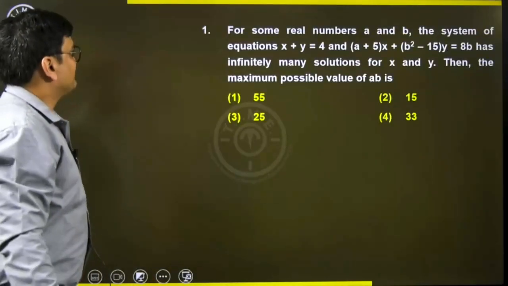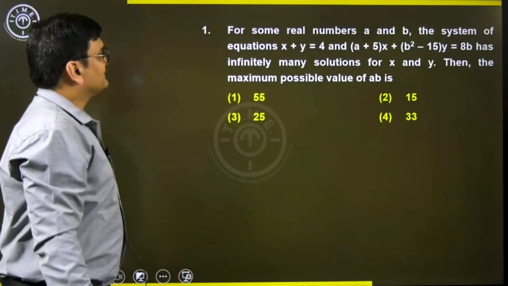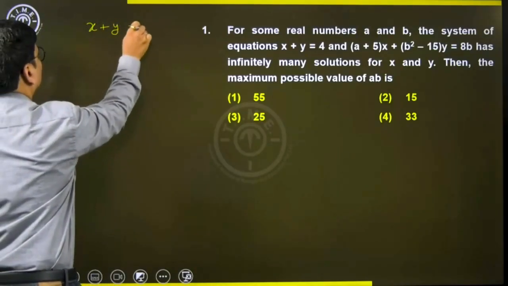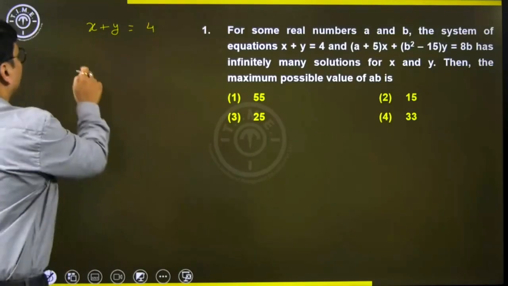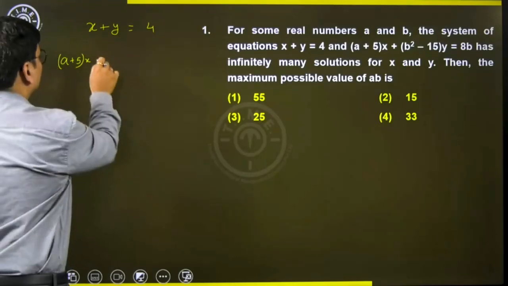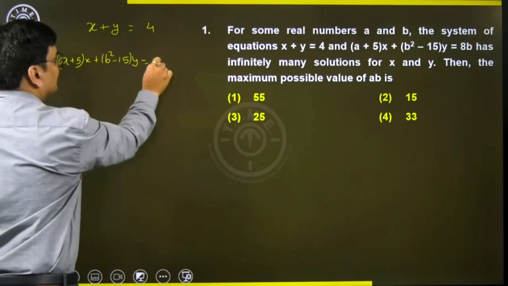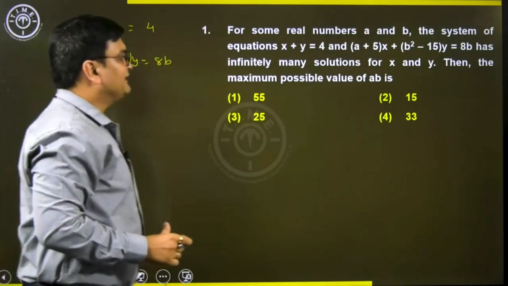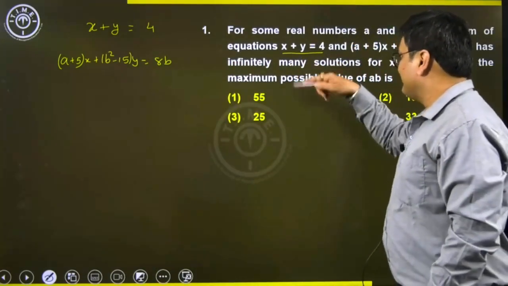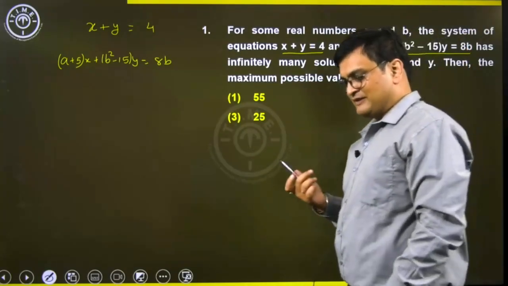If you look at the first question, it says for some real numbers a and b, the system of equations y equal to 4, and (a plus 5) into x plus (b square minus 15) into y is 8b, has infinitely many solutions for x and y. So basically what does it mean is, infinite solutions would mean these two equations are consistent equations with infinite solutions.